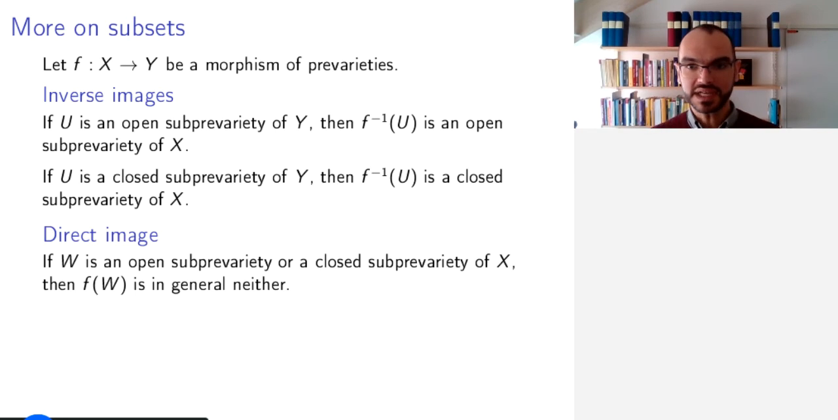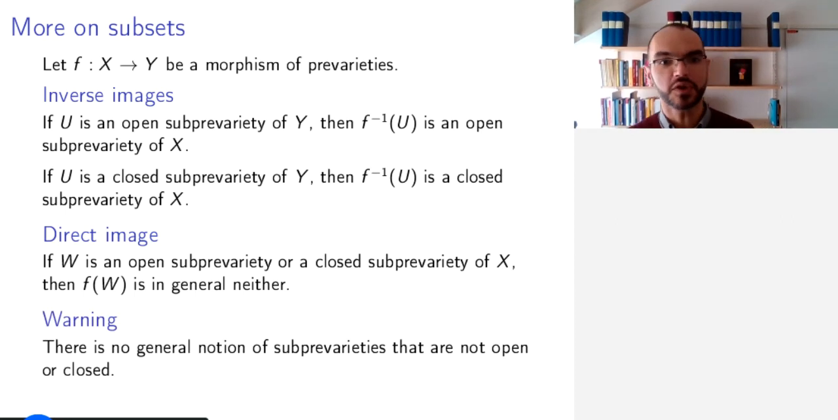However, direct images are in general neither closed nor open. So if W is an open or closed sub-prevariety of X, then F of W doesn't have to be one. And so I give it to you as an exercise to construct examples where this bad thing happens.